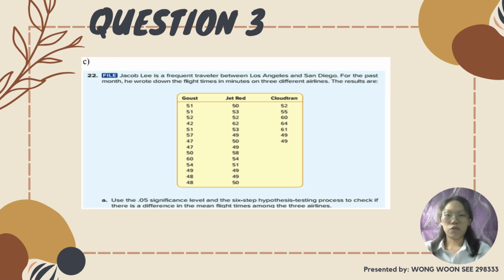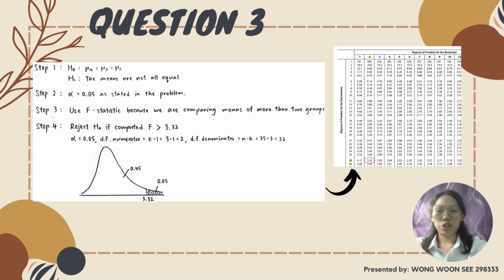This slide, I will explain the answer of question 3c. The question already gave 3 different airlines, which is K equal to 3, and this shows that it used the F statistic test. To answer this question, we can use the 5-step hypothesis testing. Step 1, alternate hypothesis, which is the means are not all equal, and null hypothesis, which is mu G equal to mu J equal to mu C. Step 2 is the level of significance equal to 0.05. Step 3 is using the F statistic test. Step 4 is using the F distribution table to determine critical F. Since level of significance equal to 0.05, degrees of freedom for numerator equal to 2 and degrees of freedom for denominator equal to 32, we can obtain critical value of F equal to 3.32.